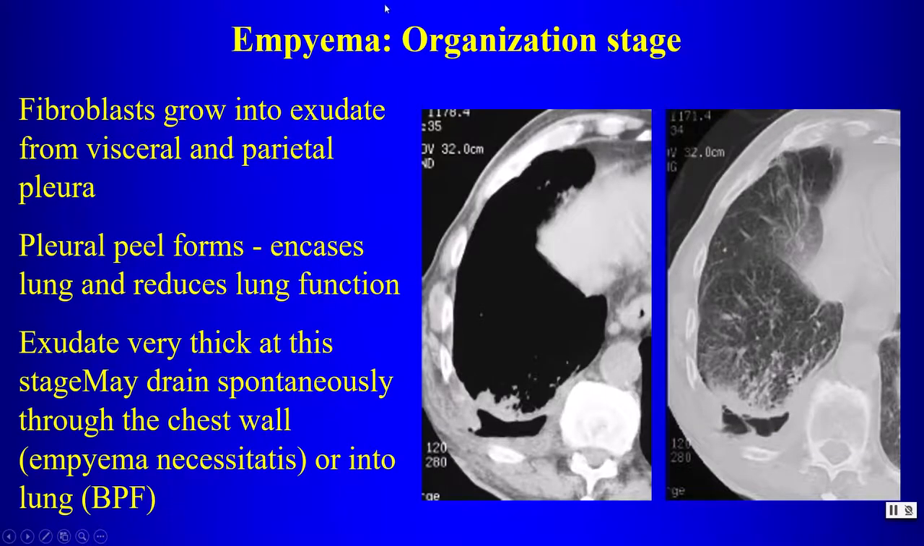The organization stage, this is when we have a chronic pleural effusion. Fibroblasts now grow into the exudate from the visceral and parietal pleura, which can form a thick pleural peel that can encase the lung.